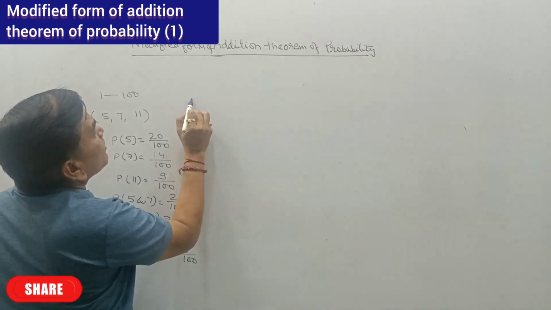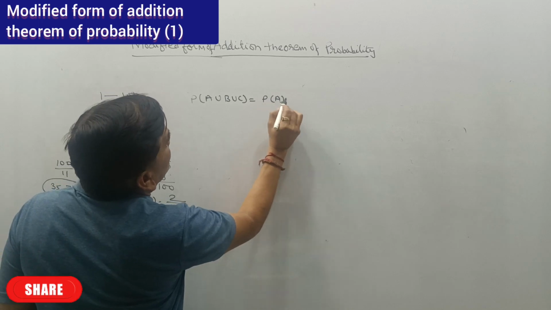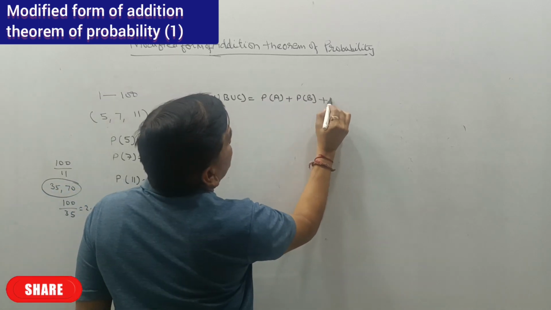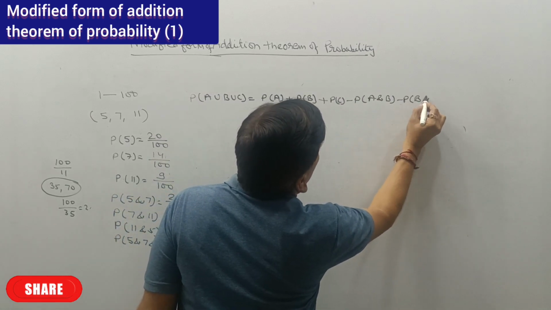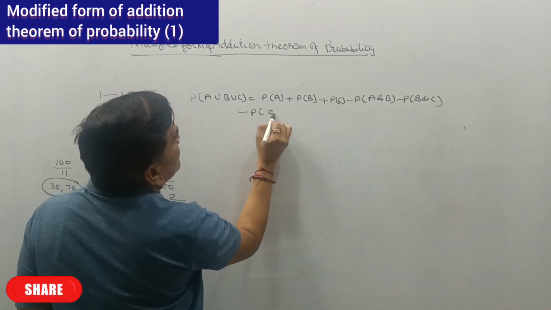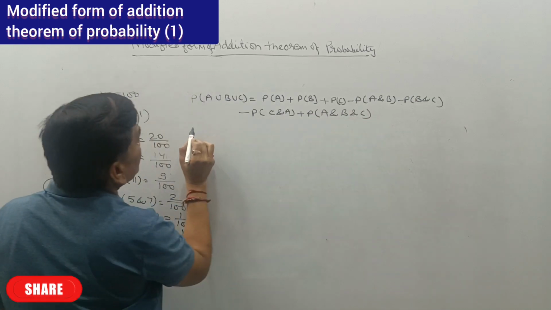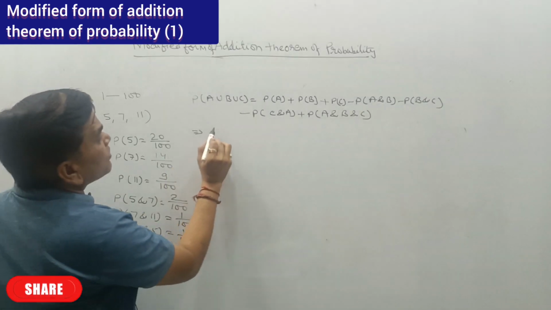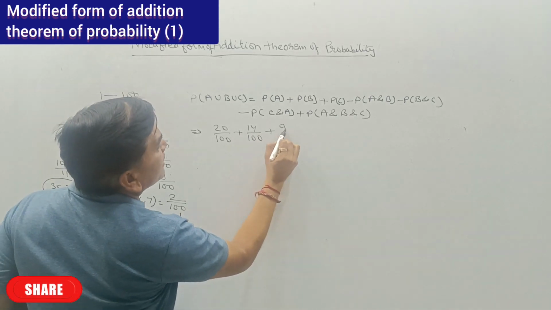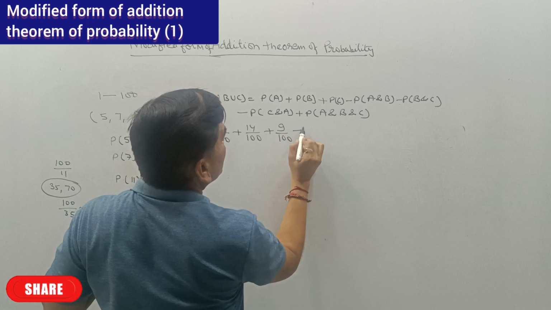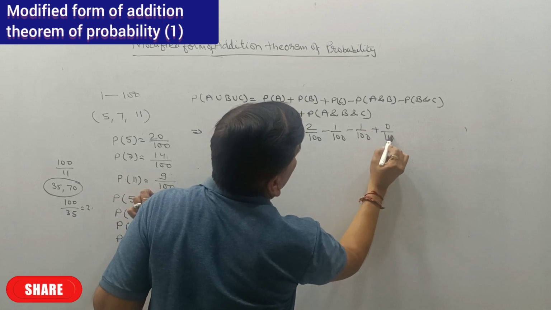So for getting the probability of A union B union C, that is probability of A plus probability of B plus probability of C minus probability of A and B minus probability of B and C minus probability of C and A plus probability of A and B and C. So we will have 20 divided by 100 plus 14 divided by 100 plus 9 divided by 100 minus 2 divided by 100 minus 1 divided by 100 minus 1 divided by 100 plus 0 divided by 100.